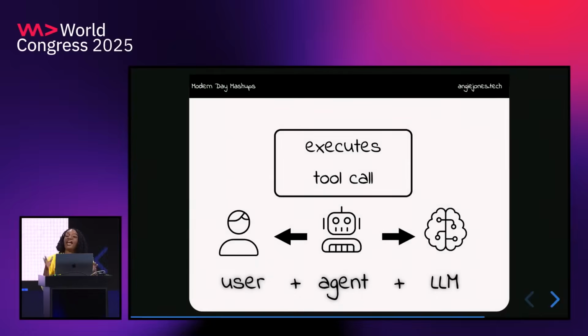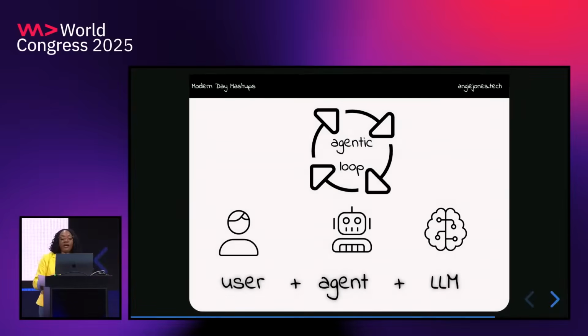And then the agent executes the tool call, and it informs the LLM of the results, and it also updates the user on what's going on. And that was just one step of that task. Remember, there's quite a few steps to set up the environment. So this loop is going to continue until the task is completed. And this is what they call an agentic loop.